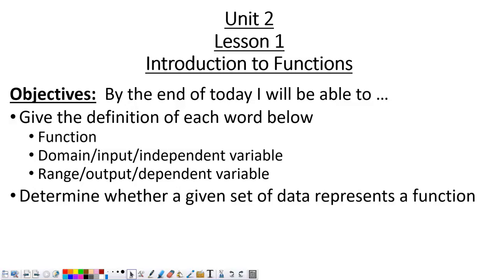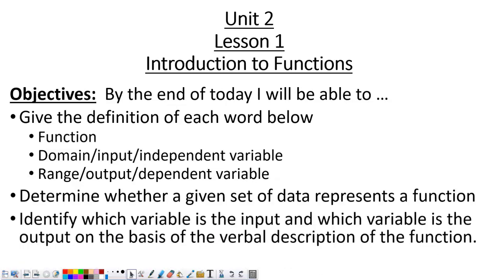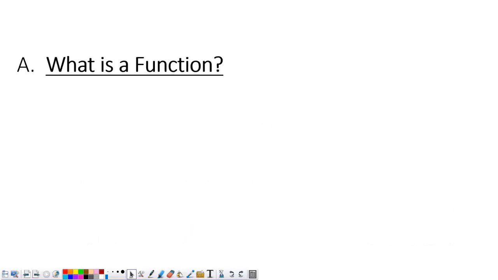And then we should be able to look at a function and determine whether that data represents a function or not. You should also be able to tell when you're looking at a function which of the two variables, because every function is going to have at least two variables probably involved with it. You should be able to identify which one is the input and which one is the output. Okay? So that's our objective for the day. So let's go ahead and start off with what is a function.